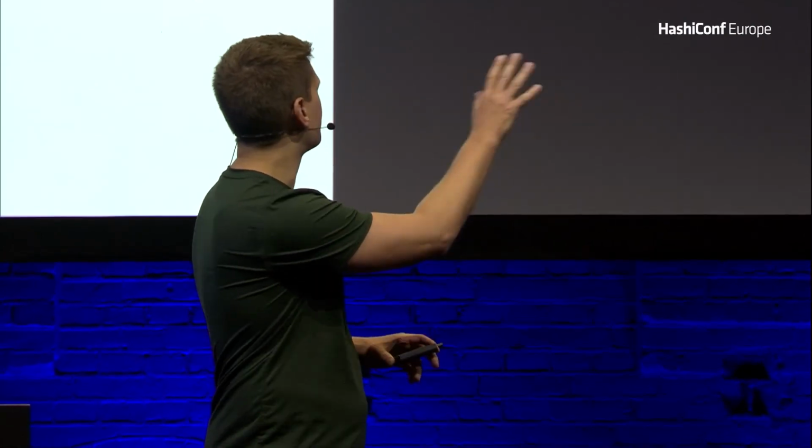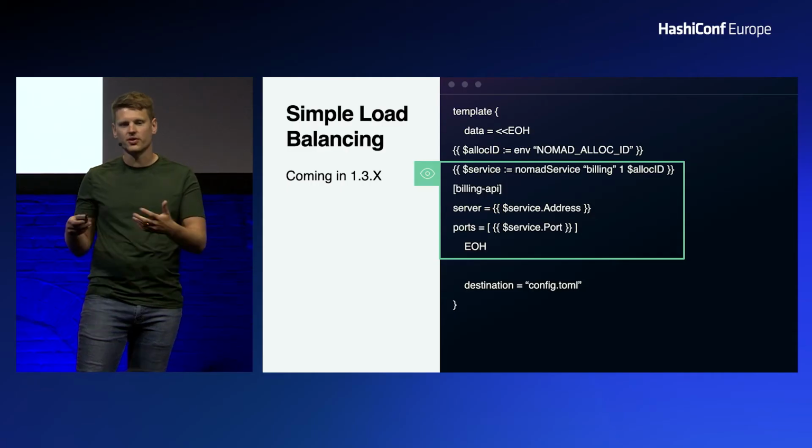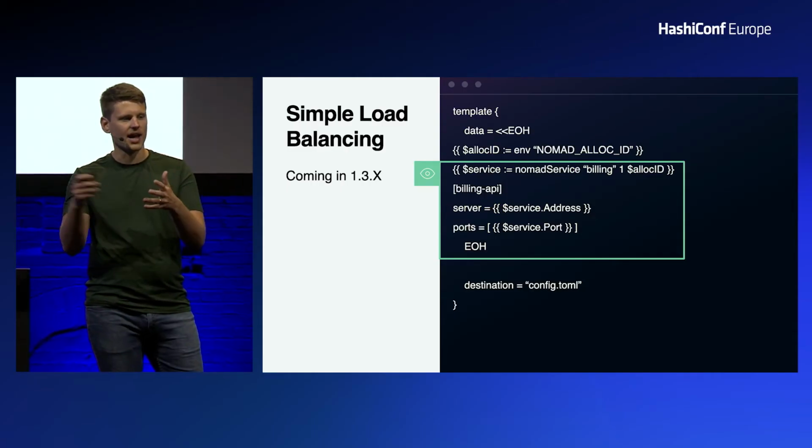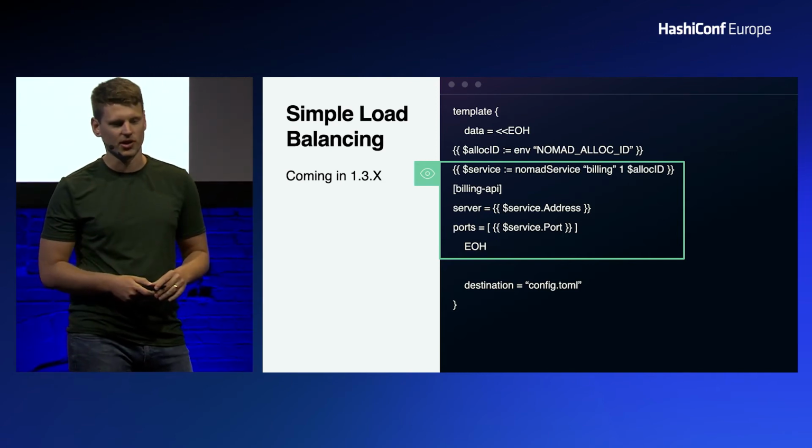When I'm configuring some file, say this is a TOML file that configures where my database is, I say, hey, I want one Nomad service using the new Nomad service keyword. I say I want the billing service. And then I give it an allocation ID, which essentially says I want a different randomized service for every allocation, right? So every allocation will talk to a different instance of the billing service.